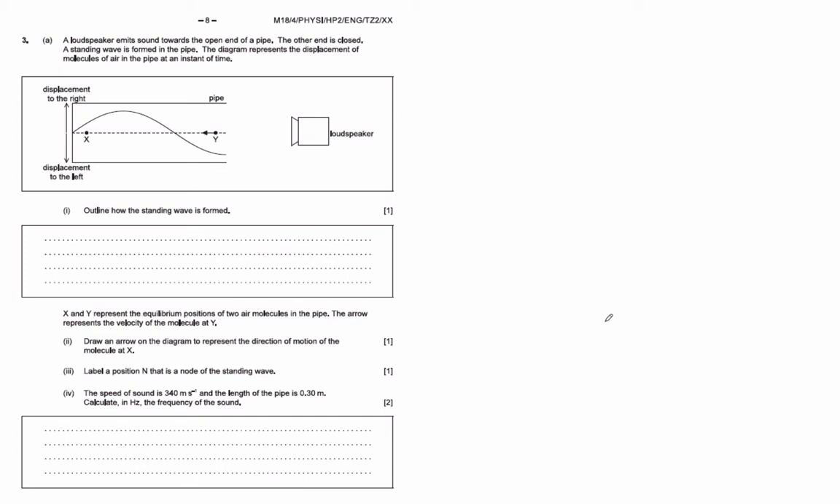A loudspeaker emits sound toward the open end of a pipe. See, the other end is closed. This is one end fixed, right? A standing wave is formed in the pipe. The diagram represents the displacement of the molecules of the air in the pipe at an instant of time.